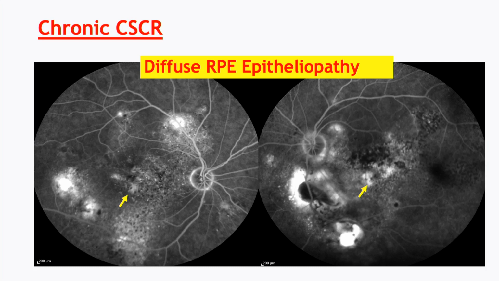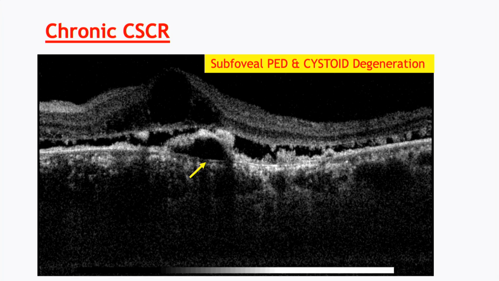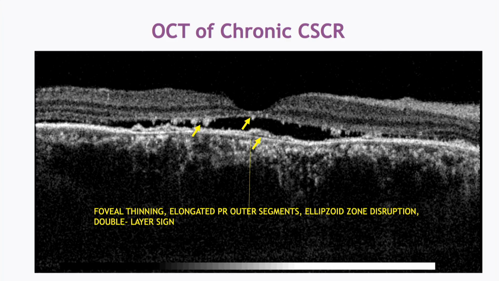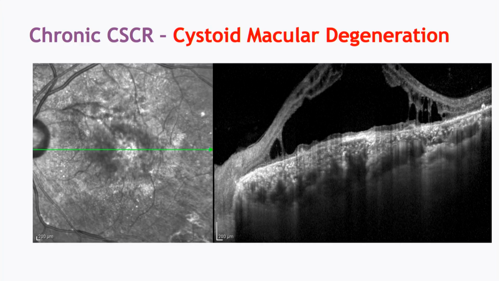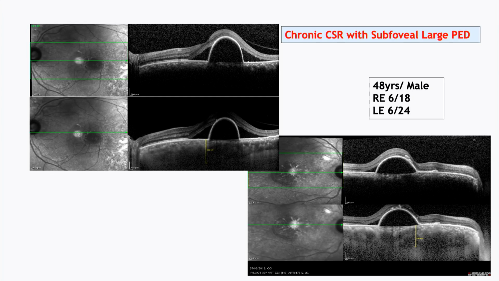In this setting, with diffuse RPE epitheliopathy, this is a typical chronic CSC, where you see signs on OCT like intraretinal fluid, a chronic PED, outer retinal photoreceptor elongation, or even foveal thinning and ellipsoid zone disruption. These are all poor biomarkers. Especially in the absence of subretinal fluid, you see this large cystic space. This is called cystoid macular degeneration, a poor biomarker in the setting of CSC.